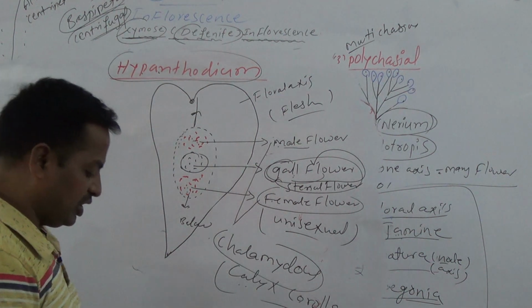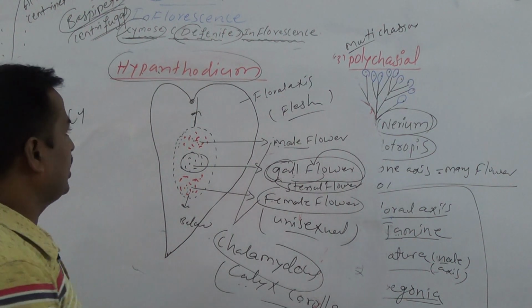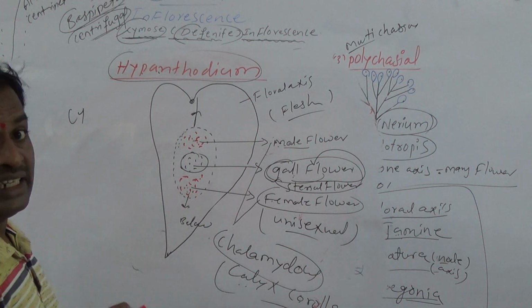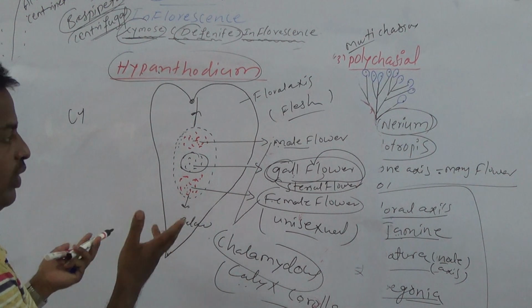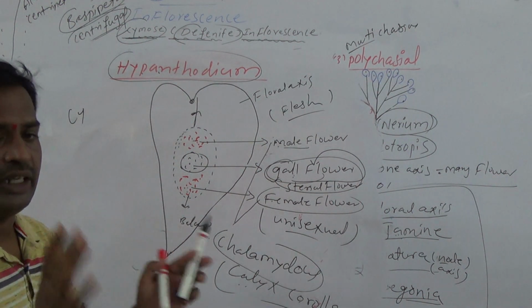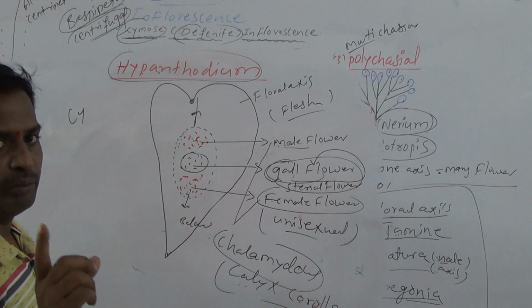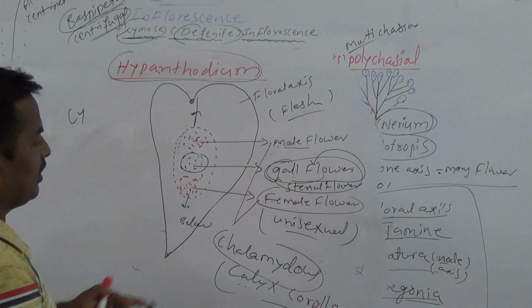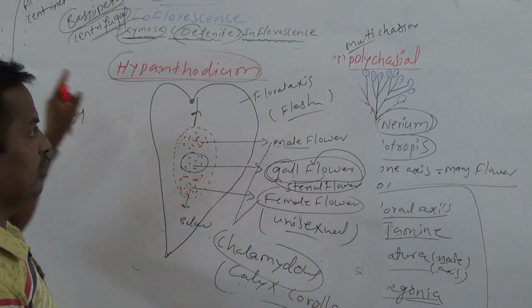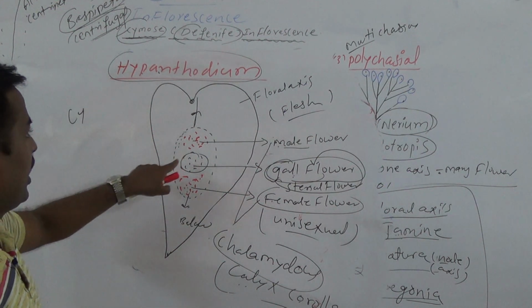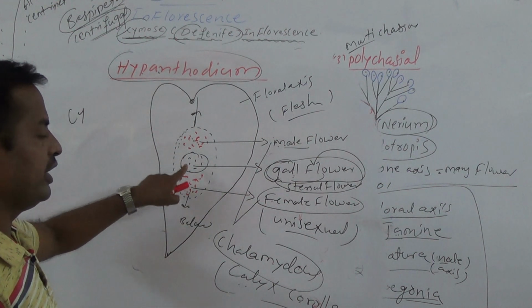But what is the difference between Hypanthodium and Cyathium? In Cyathium, flowers are arranged in a monochasial cyme. But in Hypanthodium, flowers are not arranged in a definite manner. That is very important. In Cyathium, flowers are achlamydous, but in Hypanthodium, flowers are chlamydous. In Cyathium the flowers are arranged monochasially, but in Hypanthodium they are not arranged in a definite order.